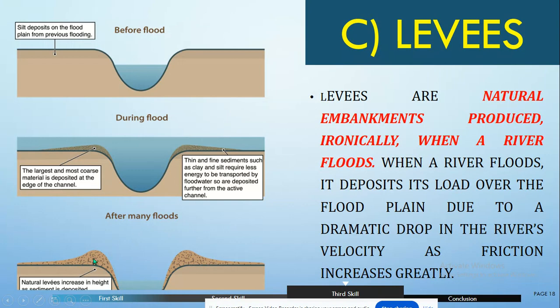And as the river flooding continues, we see this part down here increasing the level of the riverbank, and these are called natural levees. So we can say that a levee is a natural embankment produced, ironically, when a river floods. It's a natural embankment, this embankment.